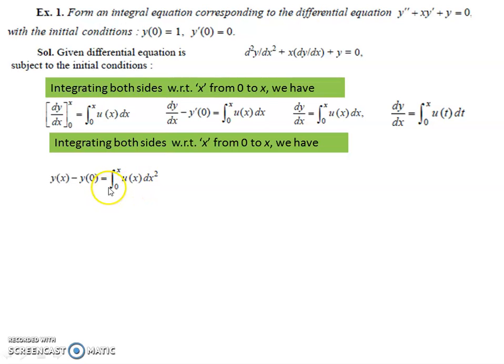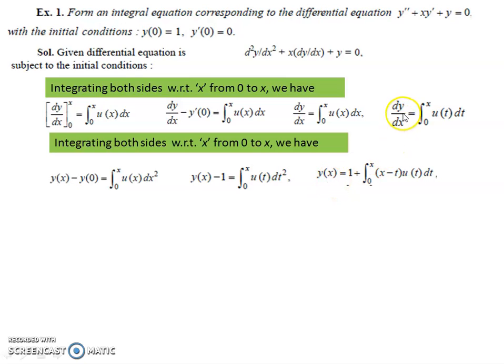Why? Because it's a multiple integral. So y(0) is equal to 1, so I replace the value here, and x with t. Why do we replace x with t? Because we apply the formula which is written in the first slide. So y(x) is equal to 1 plus the integral, and it's a square, so (x minus t) raised to the power 1 over 1 factorial u(t) dt.